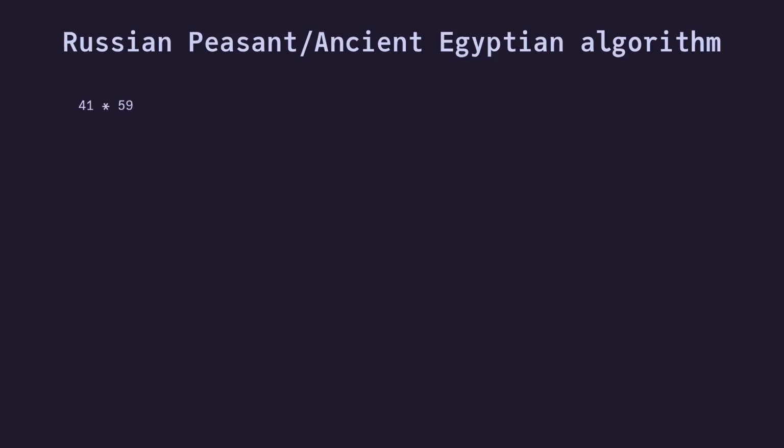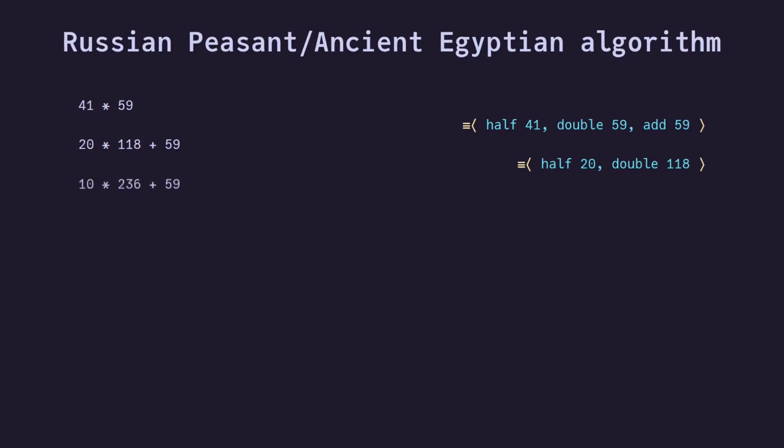Let us multiply 41 by 59. Because 41 is an odd number, we halve it, we double 59 and add 59. Now to get the product of 20 and 118, we halve 20, we double 118, and that 59 will continue as it is. So now we have 10 into 236 plus the 59 from above. Now to get the product of 10 and 236, we halve 10, double 236. So we have 5 into 472 plus 59.